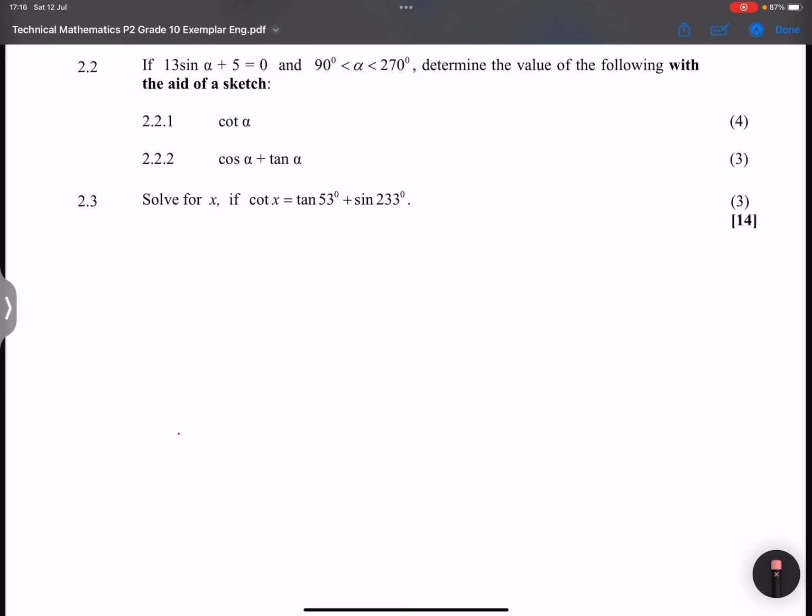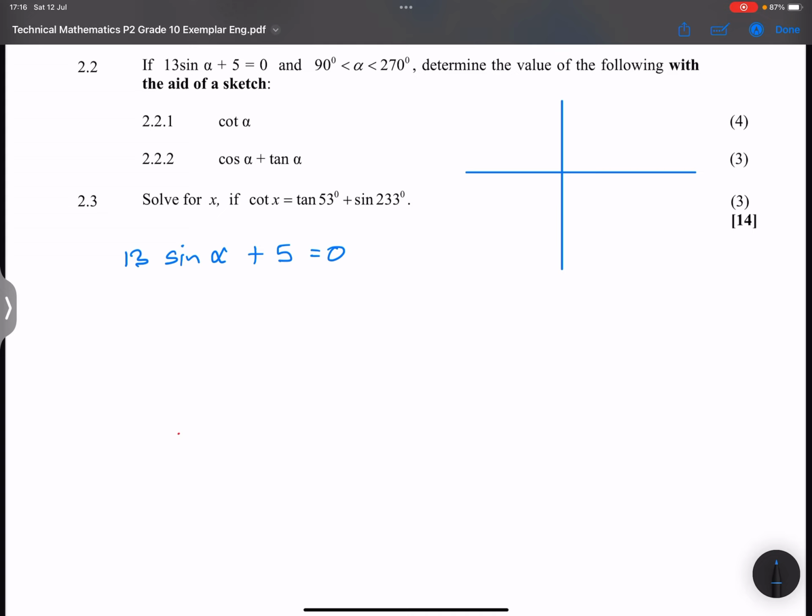They say if 13 sine of alpha plus 5 is equal to 0, and alpha is greater than 90 and less than 270, determine the value of the following with the aid of a sketch. Right, so we're going to need to draw a sketch there. So firstly, they told us that we've got 13 sine of alpha plus 5, which is equal to 0.